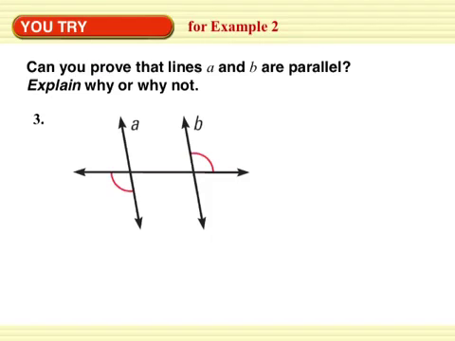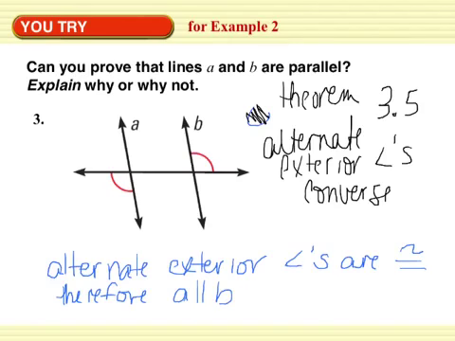Okay, you try. Can you prove lines A and B are parallel? Explain why or why not. That one is Theorem 3.5, the alternate exterior angles converse. The alternate exterior angles are congruent, and therefore A is parallel to B.